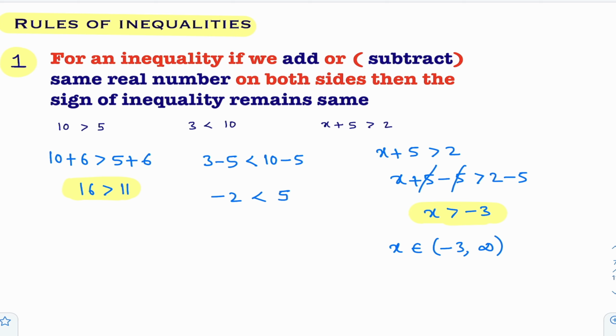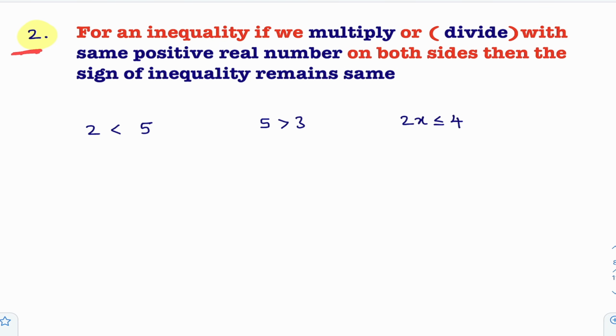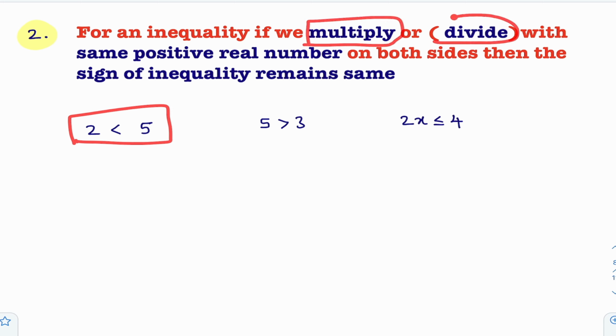Okay, right. Now, what you learn? Rule number 1 you learn. What is rule number 1? For an inequality, if we add or subtract same real number on both sides, sign of inequality remains same. Okay. Second rule, you observe: for an inequality, if we multiply or divide with same positive real number on both sides, then sign of inequality remains same. See, this is also sign of inequality remains same. Here what we are doing, if we multiply or divide with same positive real number.